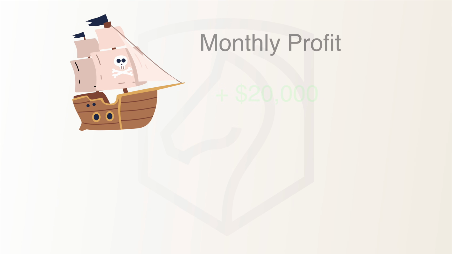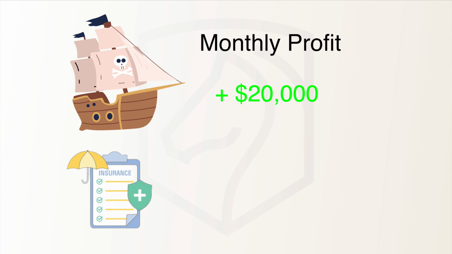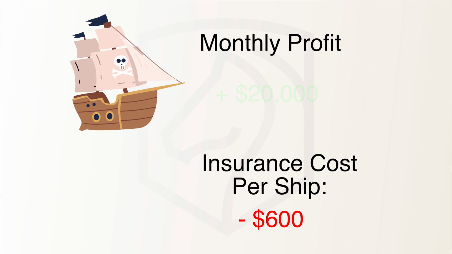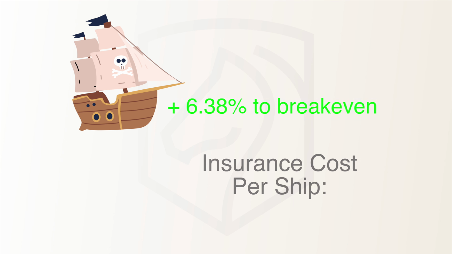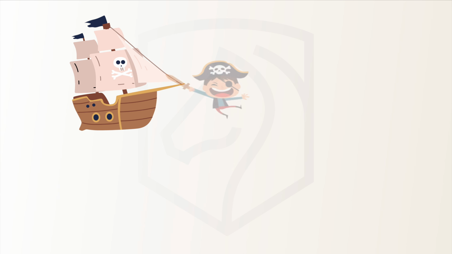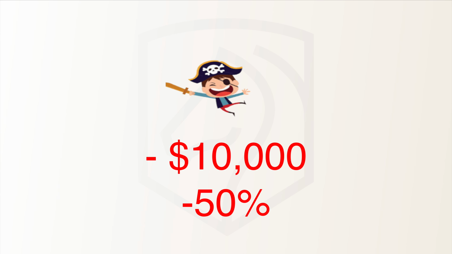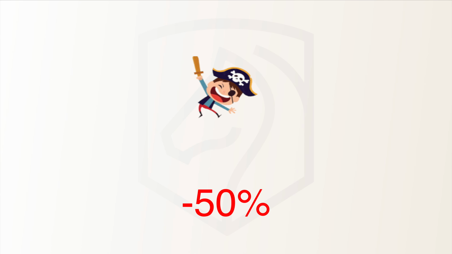Let's say the monthly profit of the merchant company is $20,000. The cost of insurance is $600 per ship, or a minus 6% profit. The cost represents a volatility tax of 0.38% for every minus 6% drawdown. It takes a 6.38% gain to get back to even from that. However, when the merchant company experiences a ship lost to pirates without insurance, it experiences a drawdown of $10,000, or a minus 50% drawdown of their revenue, requiring a 100% gain to get back from that drawdown.